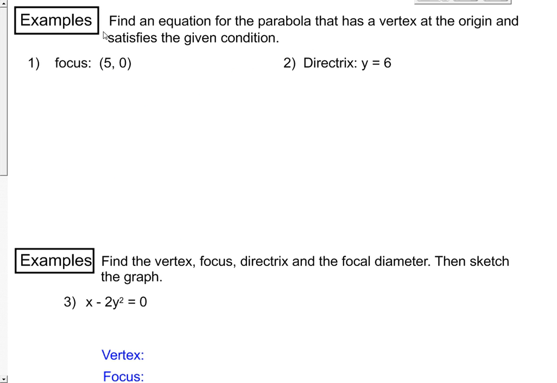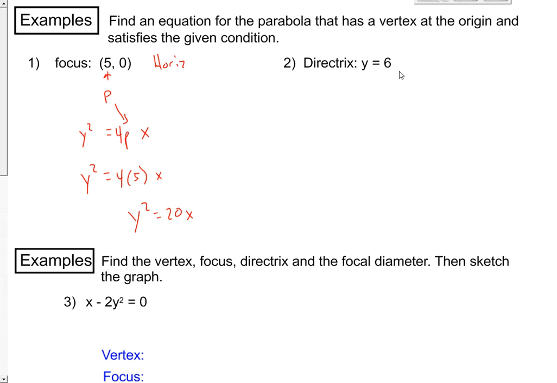All right, let's look at this example. Find an equation for the parabola that has a vertex at the origin and satisfies the given condition. Okay, they're giving us the focus here. Well, the focus is our p-value, and since it's the x that's moving left and right, this is a horizontal parabola, which means it is y squared equals 4px. Well, when they give us the focus, they're giving us the p-value. All we need to do is plug in the value for p. So y squared equals 4 times 5 times x, and we get y squared equals 20x.